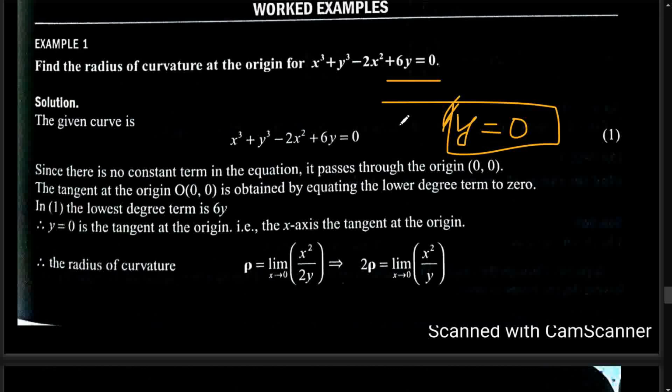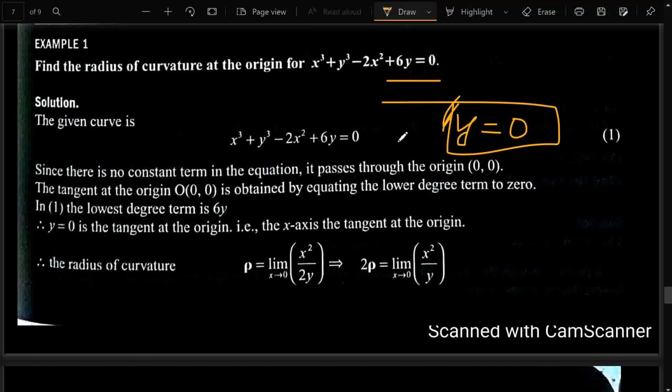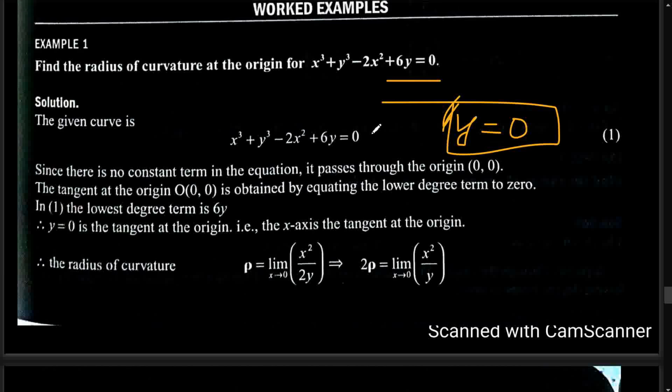Y is equal to 0 is the equation of the x-axis. What is the equation of x-axis? That's nothing but y is equal to 0. So what do you get from this? This is nothing but the tangent. So y is equal to 0 represents that the x-axis is the tangent at origin for the curve.